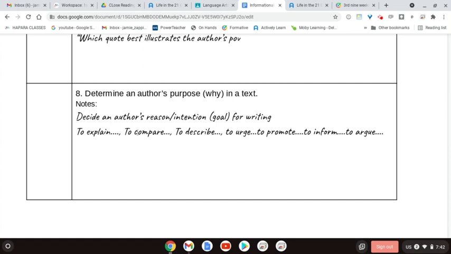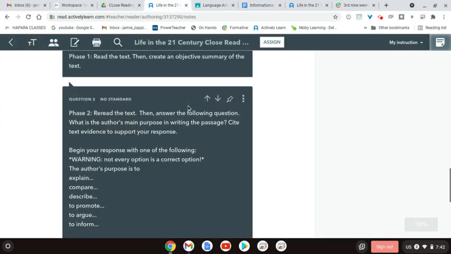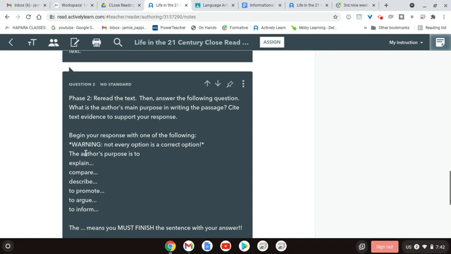When you think about the author's reasons or intentions, we begin with to explain, to compare, to describe, to urge, to promote, to inform, or to argue. As you look at the text and read through for the second time, please begin your response by writing the following sentence. The author's purpose is to, and then pick one. Explain something, compare something, describe something, promote something, to argue something, or to inform what.